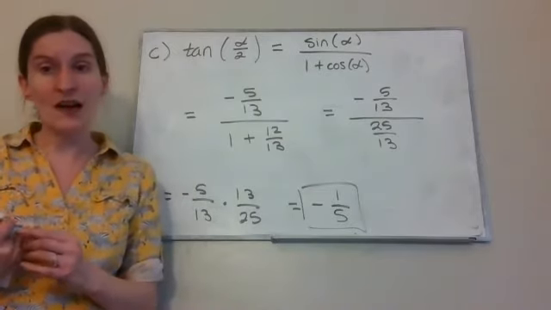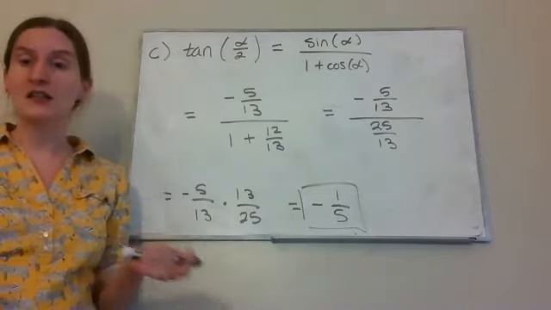So that's how you use the half-angle identities to simplify different things.